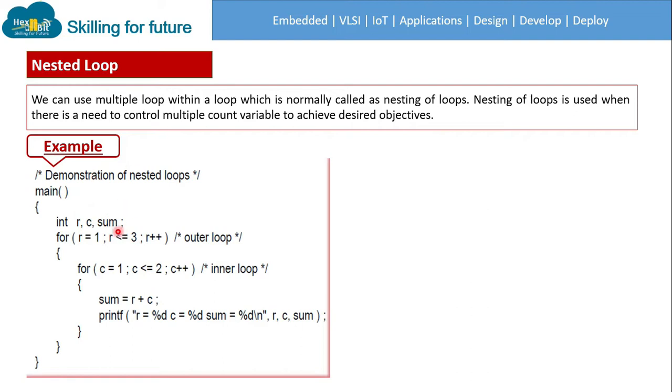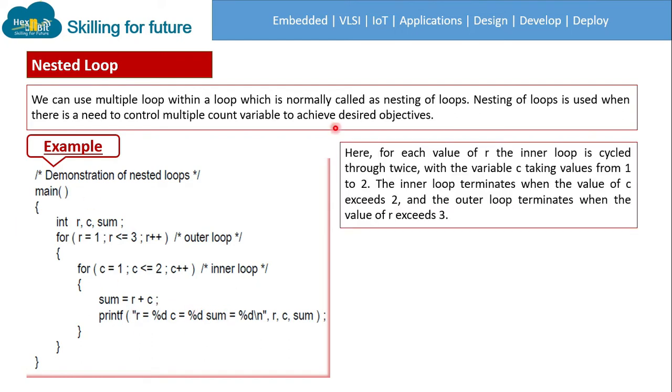Let's understand with this example. Here you will see there are two count variables, that is R and C, and another variable for sum. Now there is a for loop in which R is initialized with 1, compared to 3 and incremented by 1. So this is the outer loop, and within this for loop there is another for loop which is initialized with C equal to 1, compared with C less than equal to 2 and incremented by 1. Within the body of this for loop, sum is calculated by adding R plus C and the result is printed. So here for each value of R, the inner loop is cycled through twice.